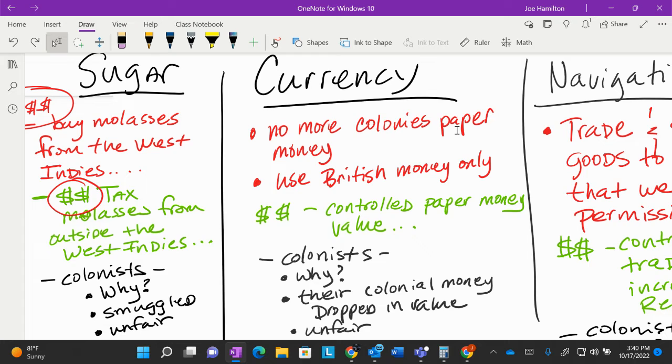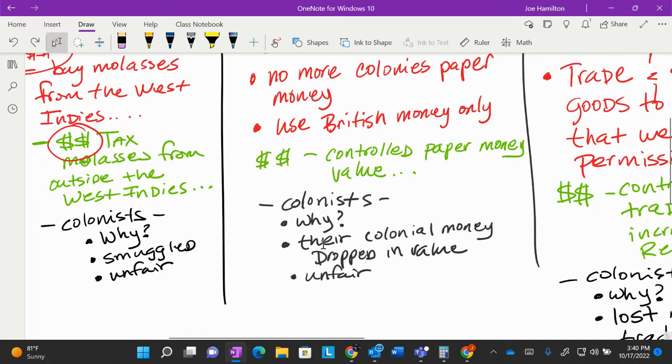So when you're increasing one type of money, the other is losing its value. And I know it's not stated in the reading, but it is implied. If King George's British pound is increasing in value, then he's making money off of that. And he can control the type, and that allows him to control more of the colonial economy when he can do that. The colonists again asked why. They questioned it. Their colonial money was dropping in value. They thought it was unfair.